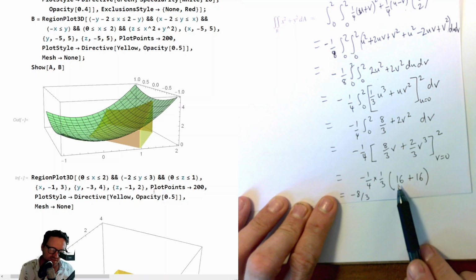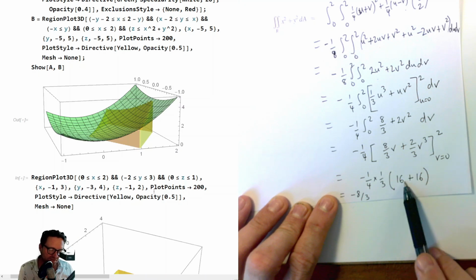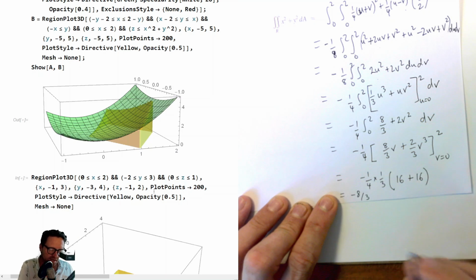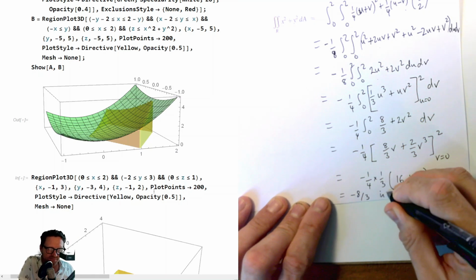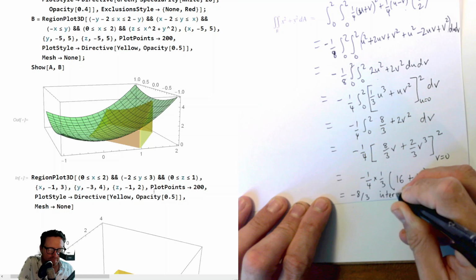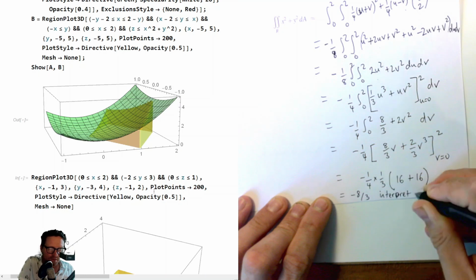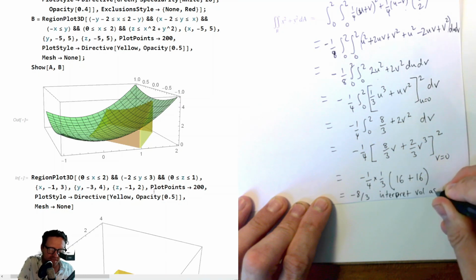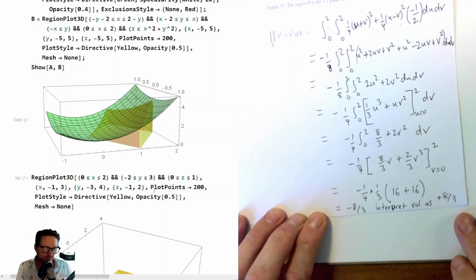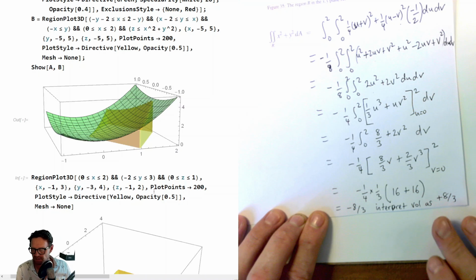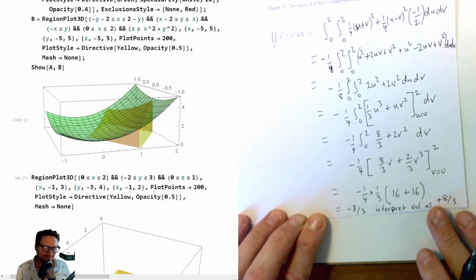Okay, and so let's just double check. So 32 divided by 4 is 8. So 8 over 3, yep, minus sign. But interpret this volume as plus 8 over 3, right? Because obviously we would need to do a row swap in our Jacobian or something like that.